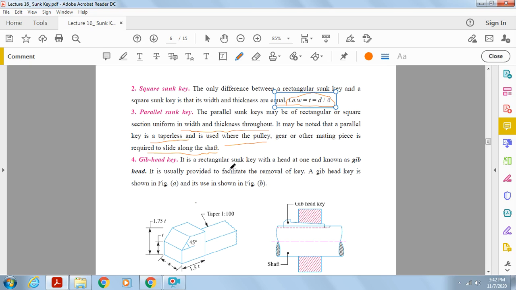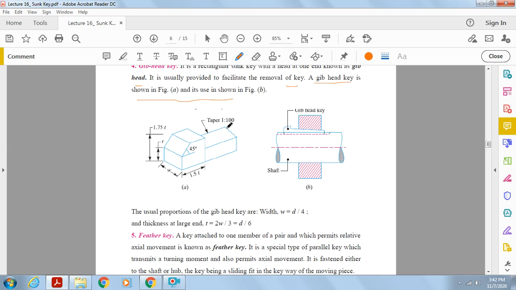Gib head key. It is a rectangular sunk key with a head at one end known as gib head. It is usually provided to facilitate the removal of the key. A gib head key is shown in figure A and its use is shown in figure B.